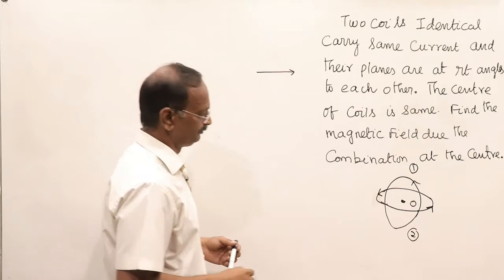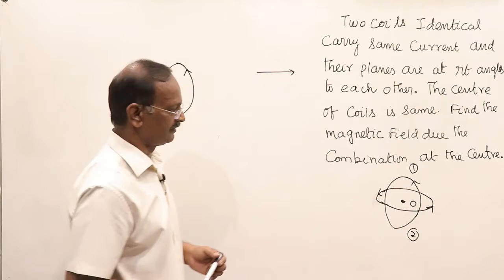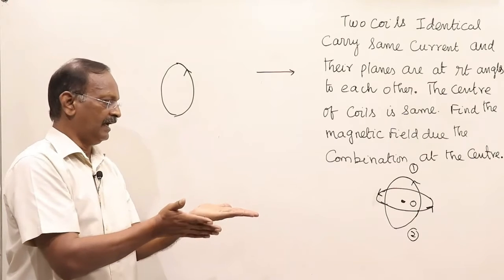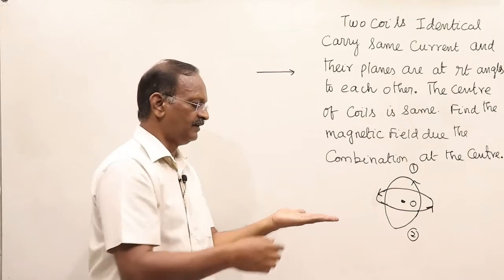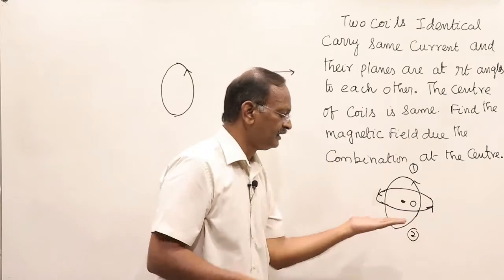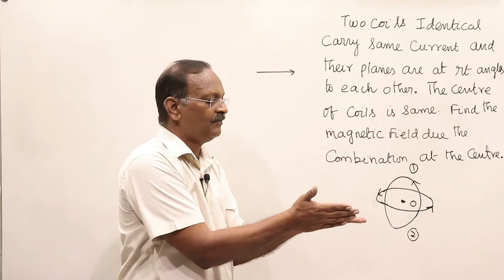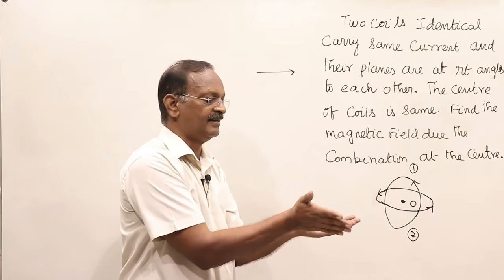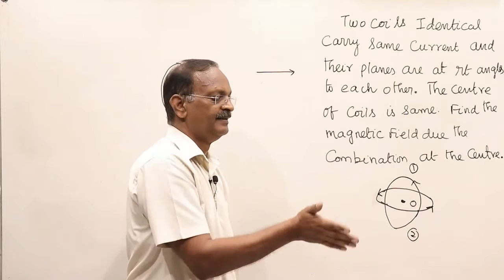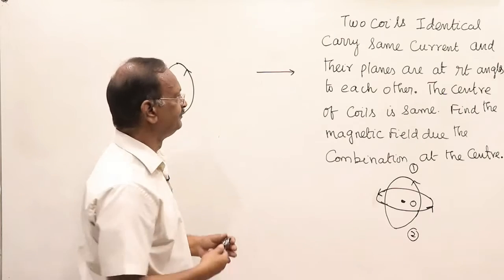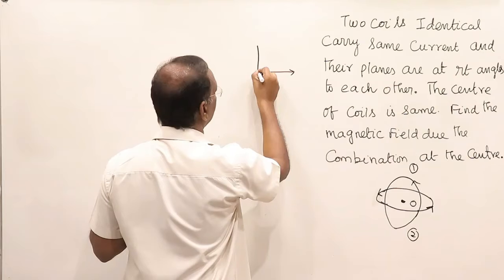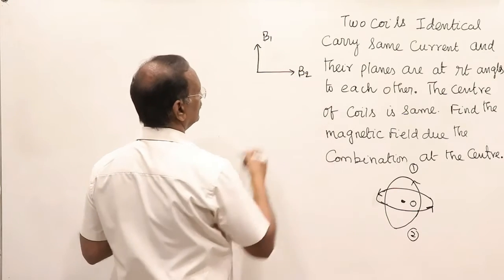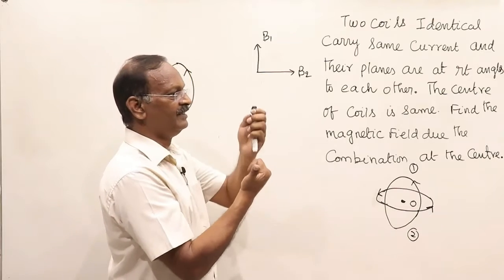Now for this coil, it is placed in this plane and the current is flowing this way. Using the right hand thumb rule in the direction of current, the thumb is in the upward direction. The magnetic field will be B1 and this is B2. So B2 is outward, B1 is upward.